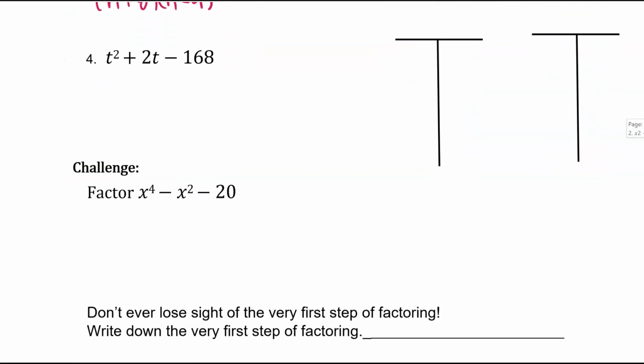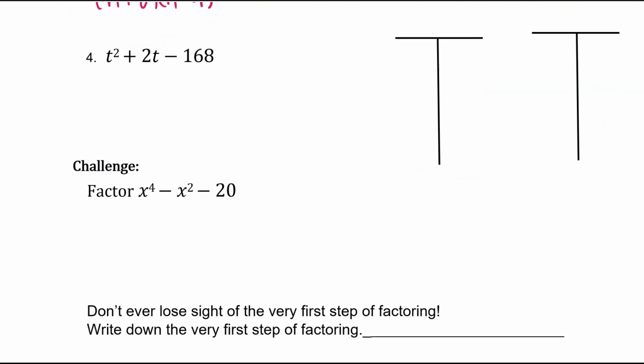What is C for number 4? If you said -168, you were correct. Now what I want you to do is pause the video, and I want you to write all the factors out for positive 168, and then turn around and come up with your winning pair by manipulating the signs of the pair.